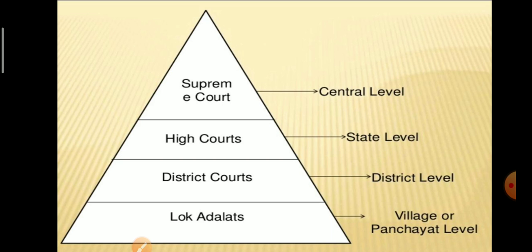In short, we have four levels: Supreme Court at the central level, High Courts at the state level, District Courts at the district level, and Lok Adalats at the village or panchayat level. So this is the simple structure of the judiciary: Supreme Court, High Courts, District Courts, and Lok Adalats.